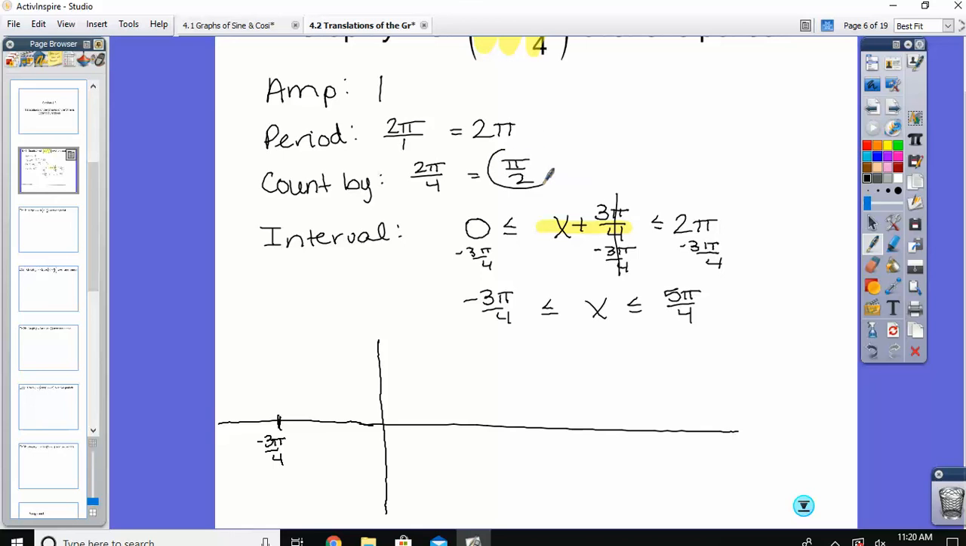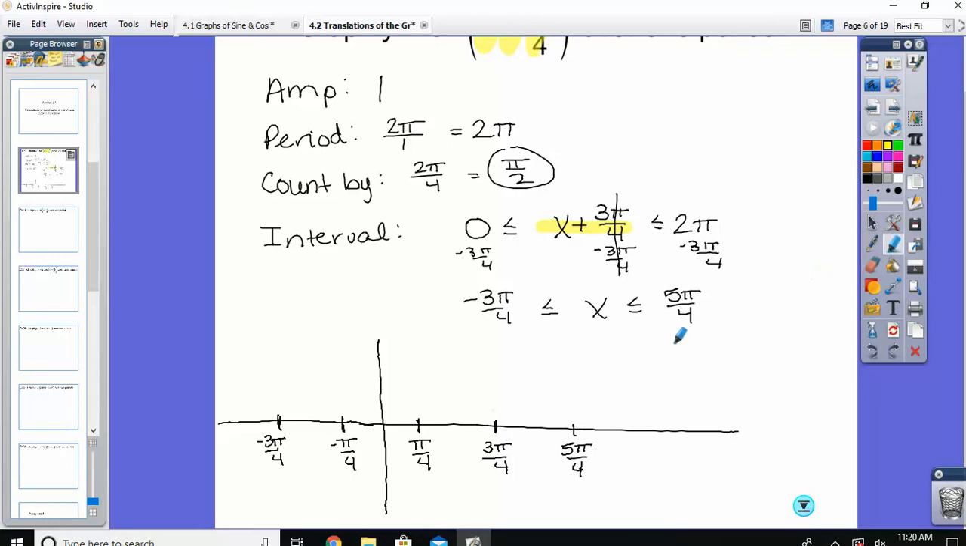Add your count by. So negative 3 pi over 4 plus pi over 2, or negative 3/4 plus 1/2. You get negative pi over 4. If you add pi over 2 to that, you get positive pi over 4. We need 5 total points. So we've got 3, I need 2 more. Try to space them evenly. Plus pi over 2, 3 pi over 4. Plus pi over 2 is 5 pi over 4.